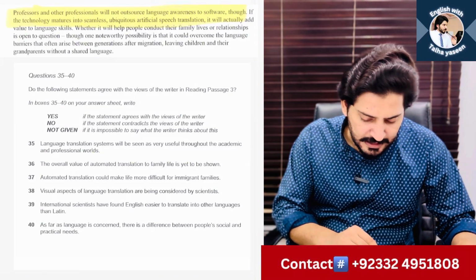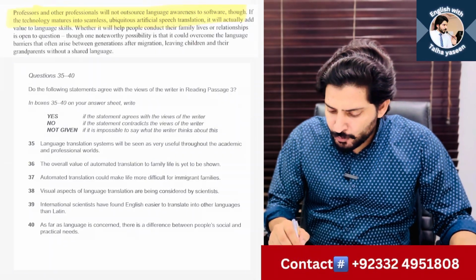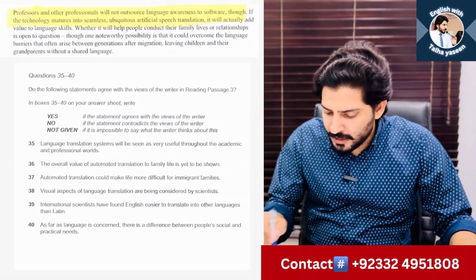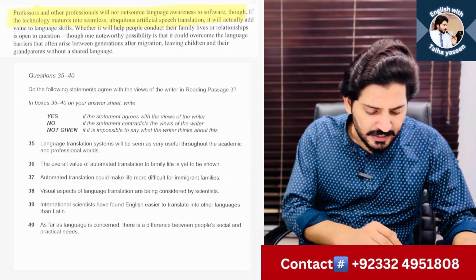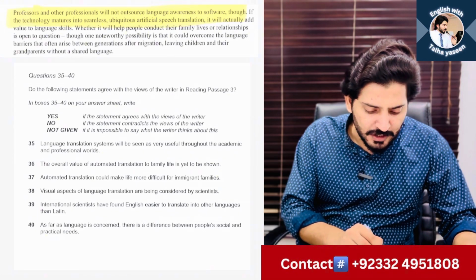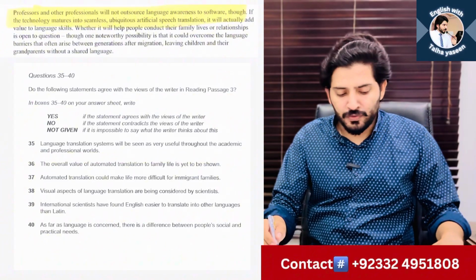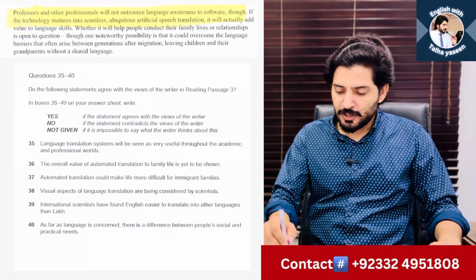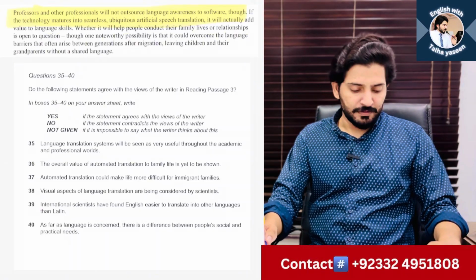This is our answer. In the statement, he says language translation systems will be seen as very useful throughout the academic and professional worlds. But in the passage, he says professors and other professionals will not outsource language awareness to software. The information contradicts what is given in the passage. So we will write no in front of 35.